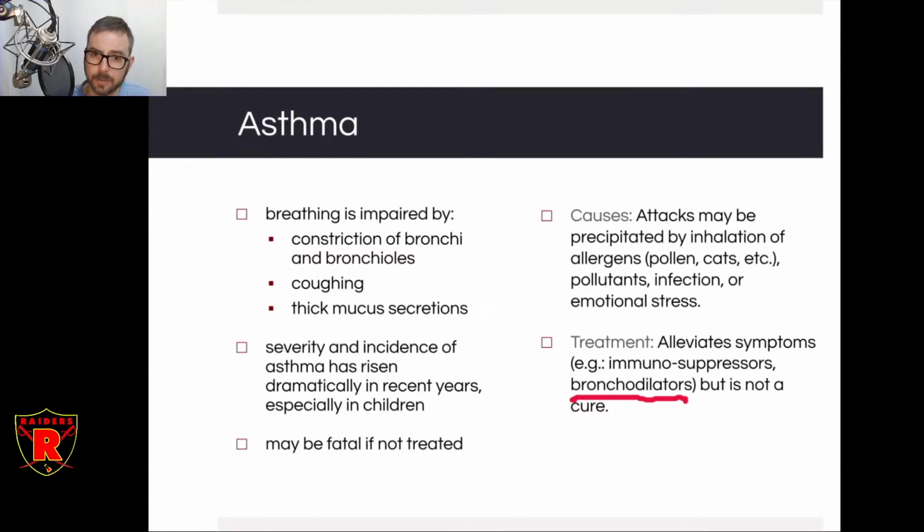There's also another type of inhaler, which is an immunosuppressor, which you don't take necessarily during an asthma attack, but you would maybe take regularly. And that actually inhibits the function of your immune system in those cells that are lining your bronchioles. And the idea being that they make them less easy to aggravate and cause an asthma attack. So that's more of a long-term treatment option. Those are steroids, usually, is what they are.